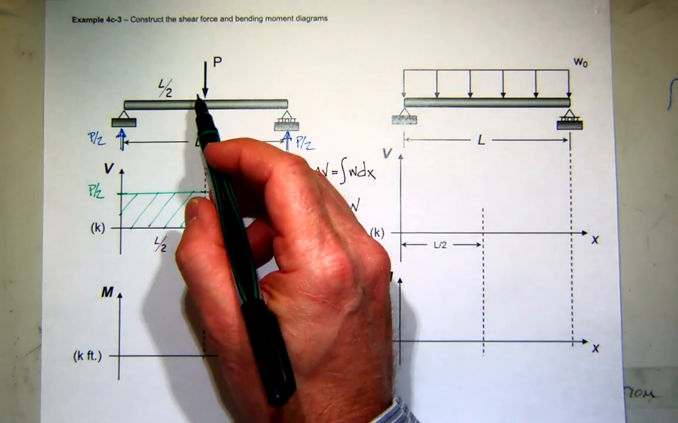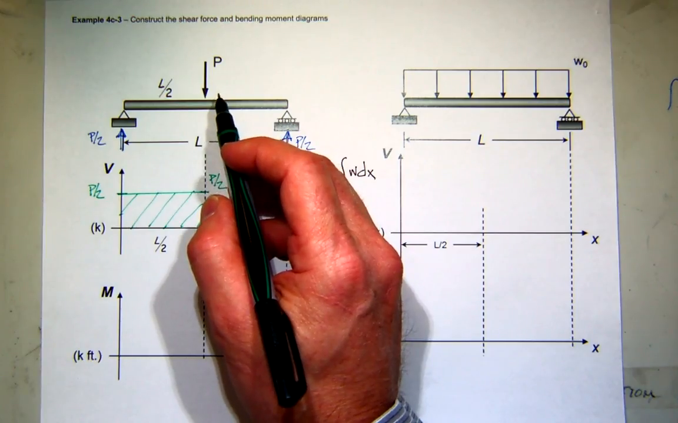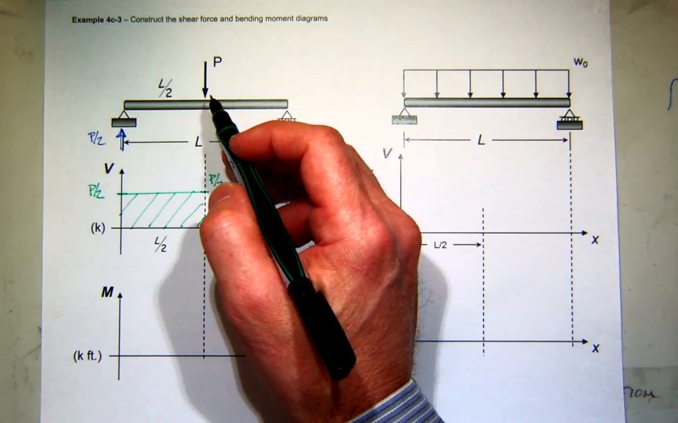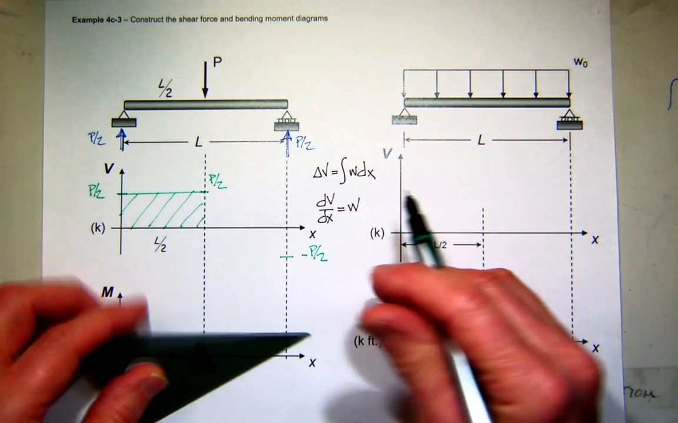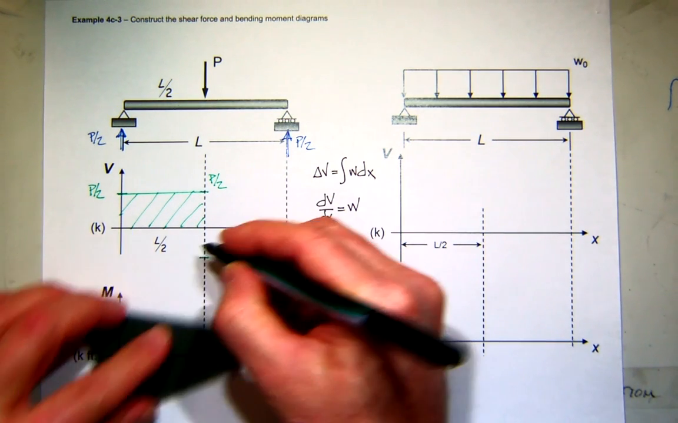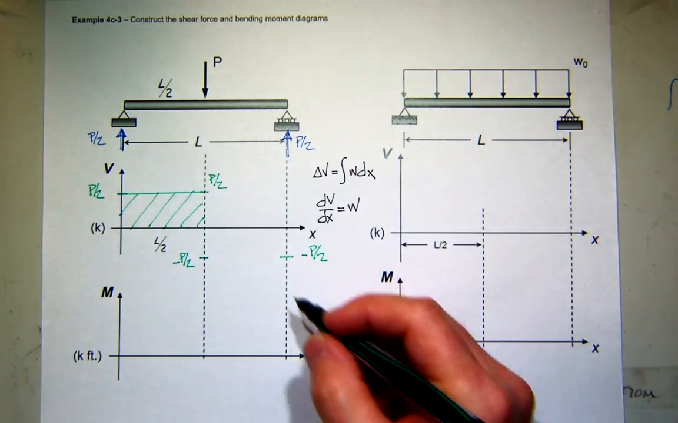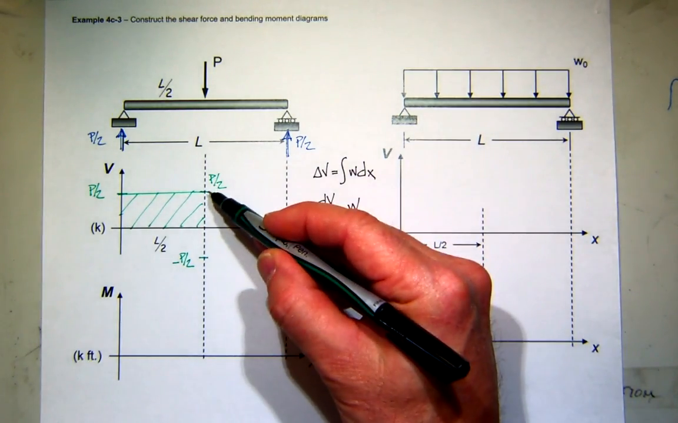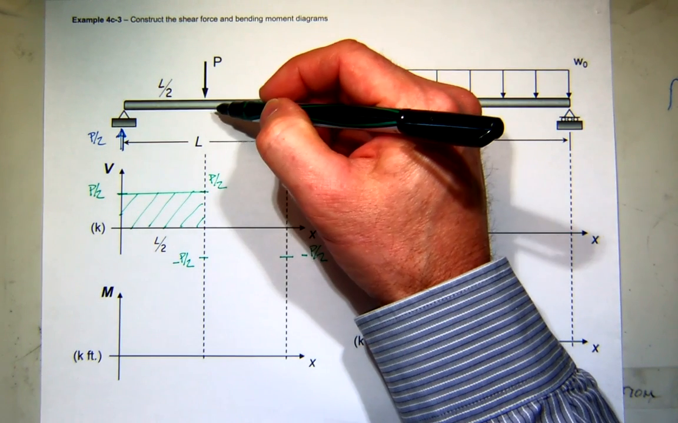Now, as I move from the left side to the right side, how much does my shear change? It changes exactly this P value. Is that a positive P or a negative P? Negative. That's negative because it's down. So if I go from P over 2 and I subtract P, I get negative P over 2. So you notice the change in shear here is P, and it's negative P, and that matches the applied force.